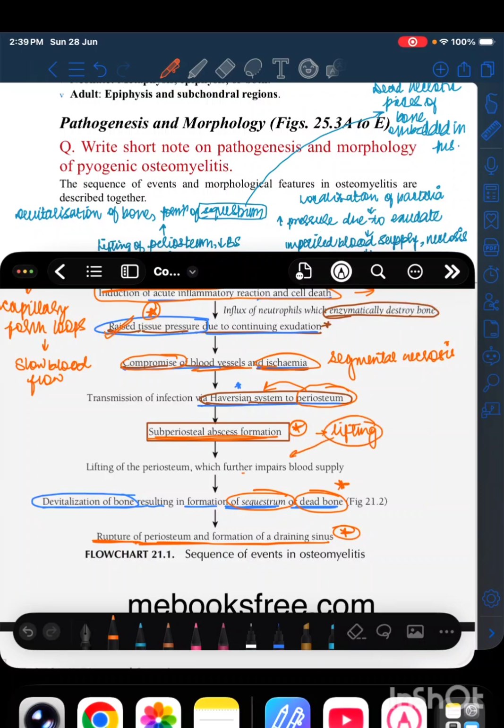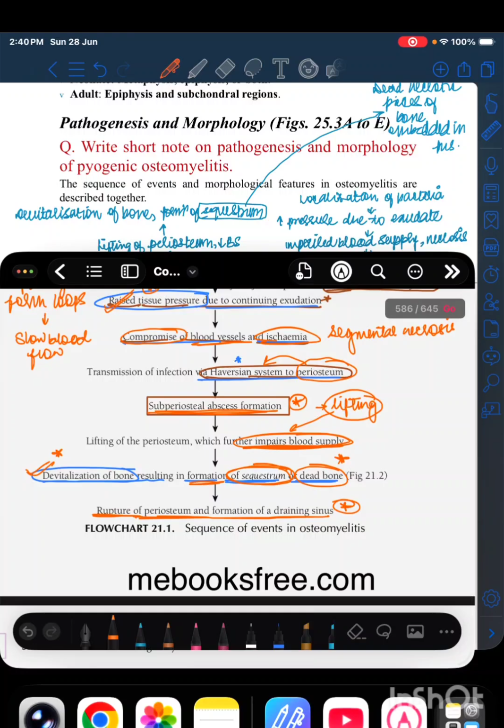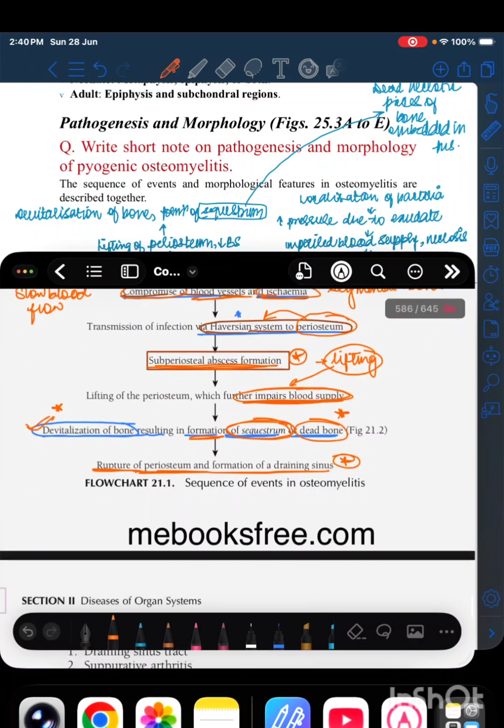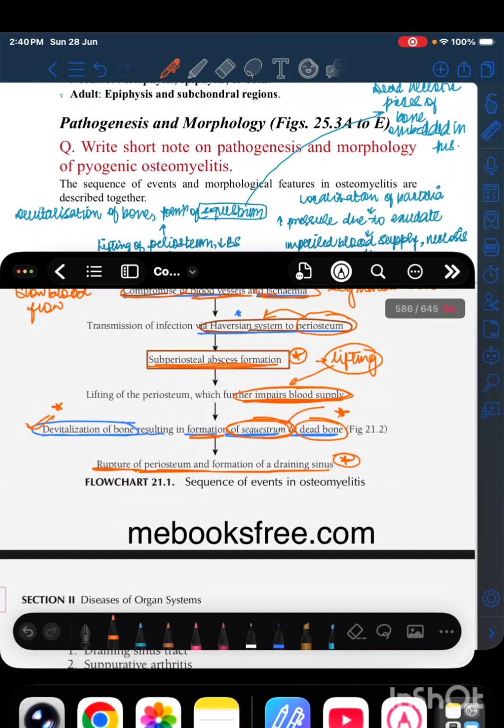This will further impair the blood supply and cause devitalization of bone, resulting in the formation of sequestrum, or dead bone. Now this sequestrum is fragments of dead bone embedded in pus cells. It is a fragment of dead bone embedded in pus. Now this will lead to rupture of the periosteum and formation of a draining sinus.